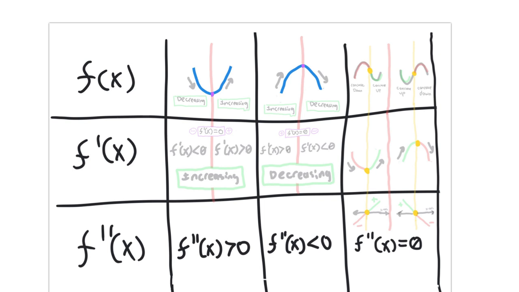Let's look at this last column here. And once again, we will actually begin by discussing the relationship between f double prime of x and f prime of x. So let's take a look. When f prime of x equals 0, that's also known as an inflection point.